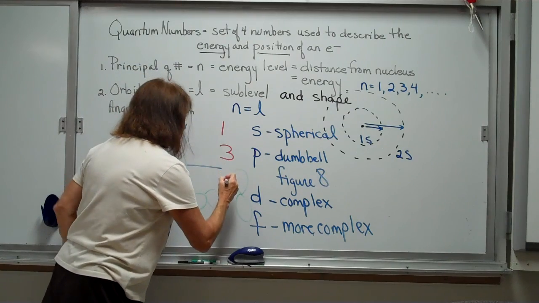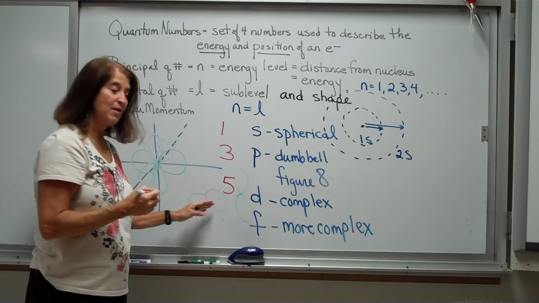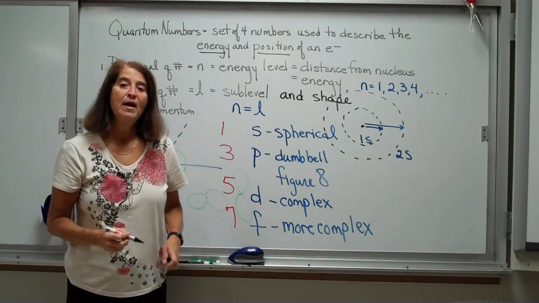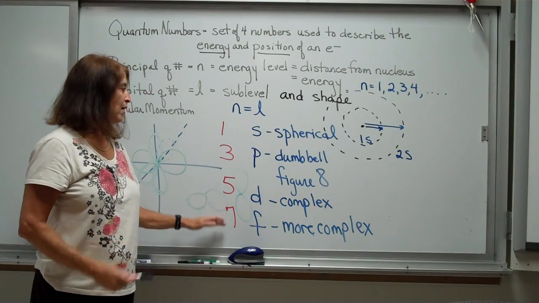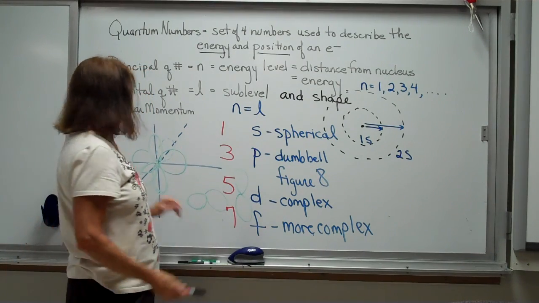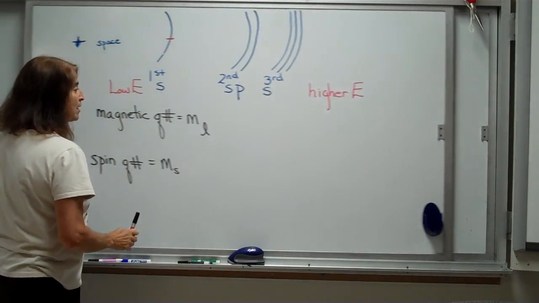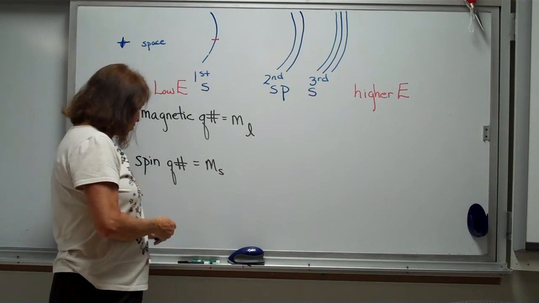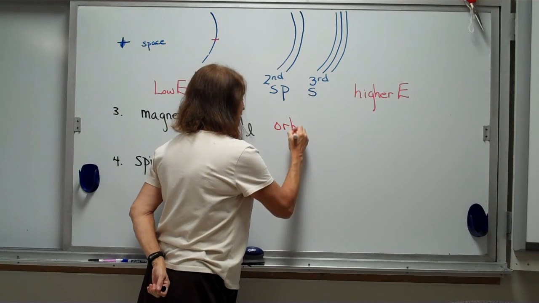If we look at this pattern, we're going to have 5 d orbitals, and we're going to have 7 f orbitals in the atom structure. 1, 3, 5, and 7. This can be shown looking at the magnetic quantum number. The magnetic quantum number is going to tell us about the orbitals.